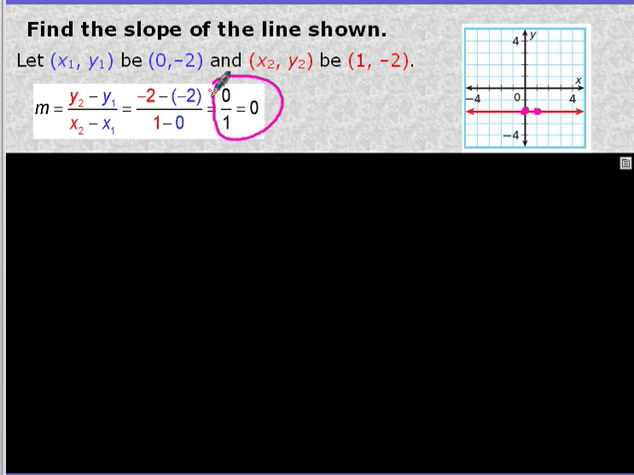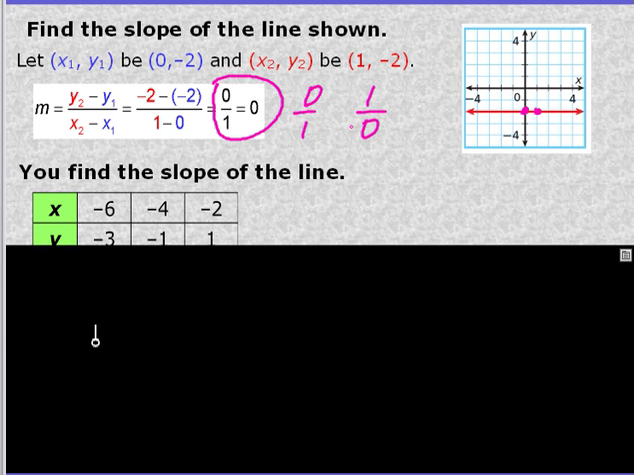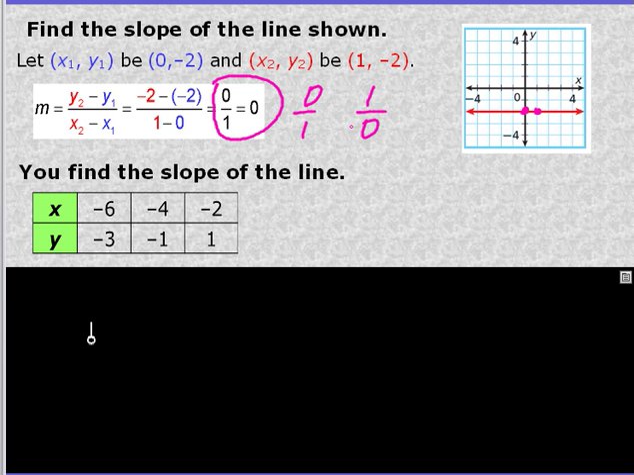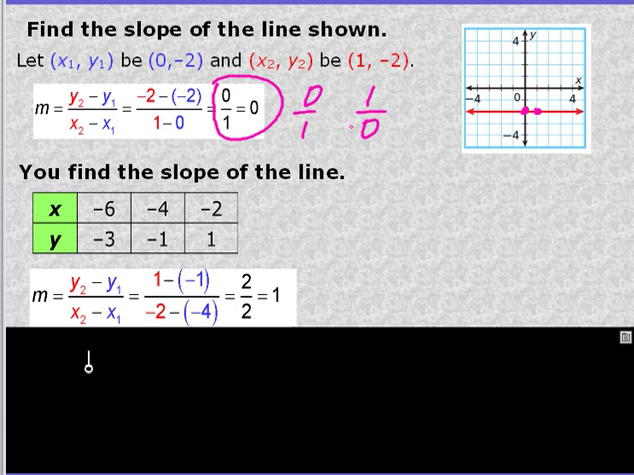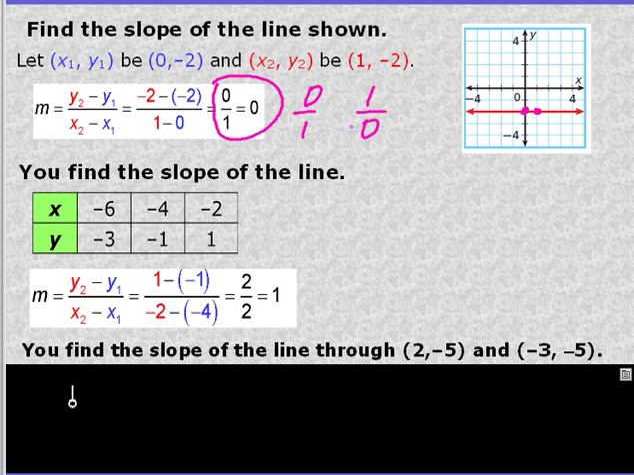So I get a lot of confusion about which one is 0 and which one is undefined. 0 on top, 0 in the numerator is 0, 0 on the bottom or in the denominator is undefined. Okay, you find the slope of a line with these points. Next example, you find the slope of a line with these points.